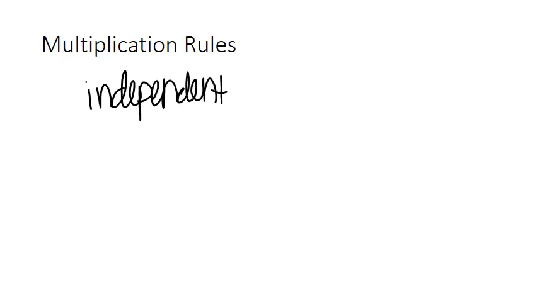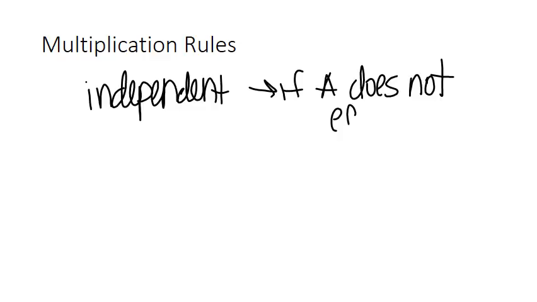We have two different types: independent and dependent. We say that two events are independent if A occurs and does not affect B. So we have an independent event if A does not affect B, right? They're independent of each other. They don't change the outcome of either one. And then the opposite of that is, well, dependent.